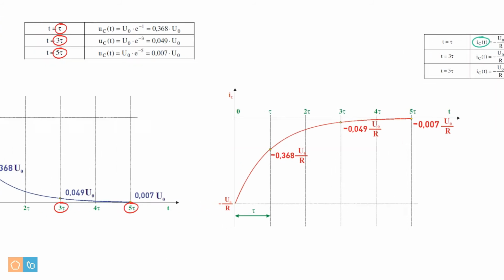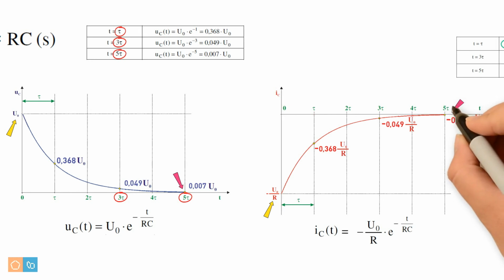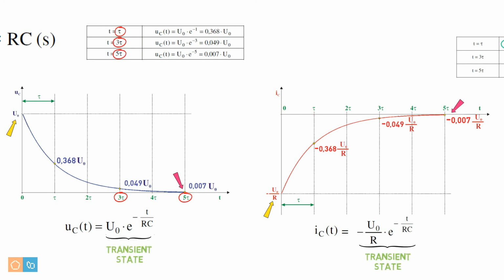In conclusion, we can see that the initial value of UC of 0 equals U0, and the initial value of IC of 0 equals minus U0 divided by R. We can also see that as t tends to infinity, the voltage across the capacitor UC approaches its steady state, which is 0. And also that as t tends to infinity, the current through the capacitor IC approaches its steady state, which is equally 0. This shows that UC and IC only have transient states.